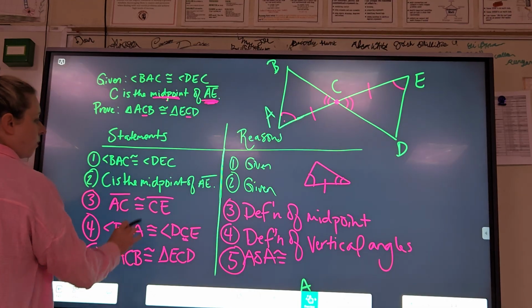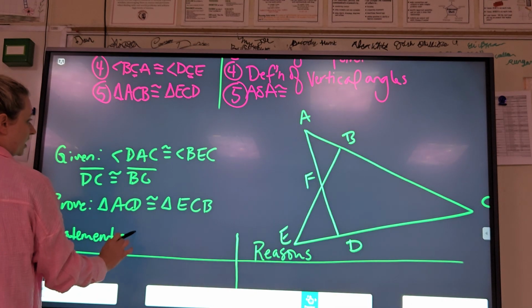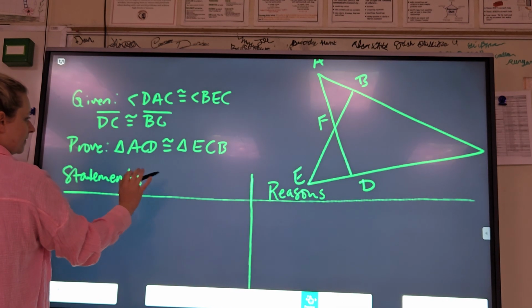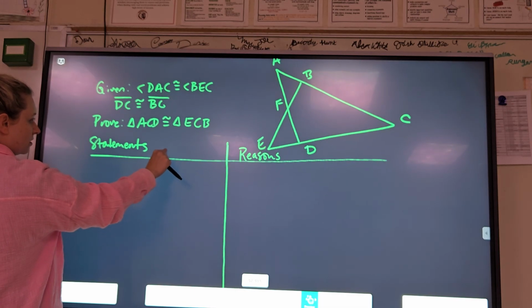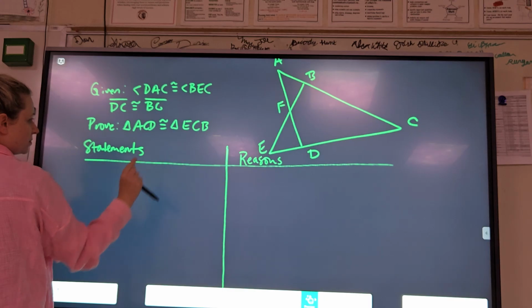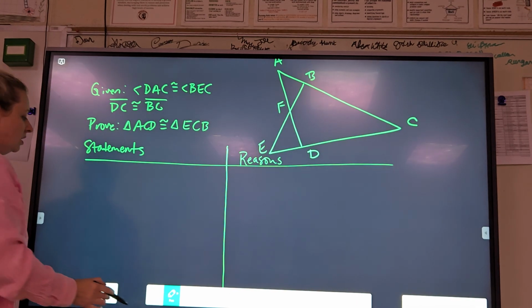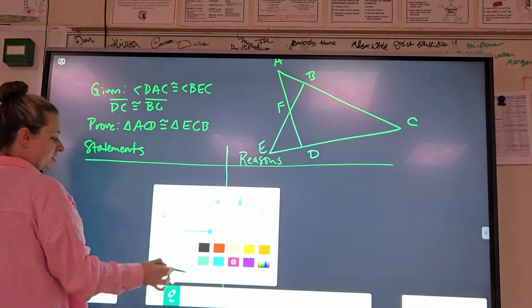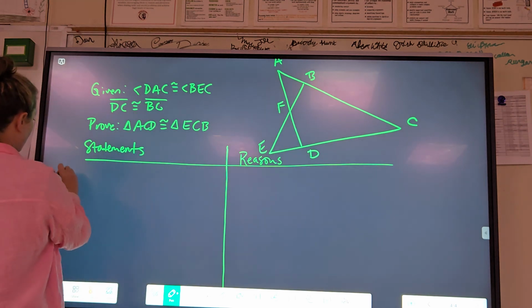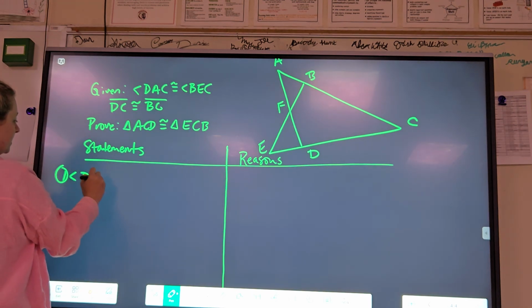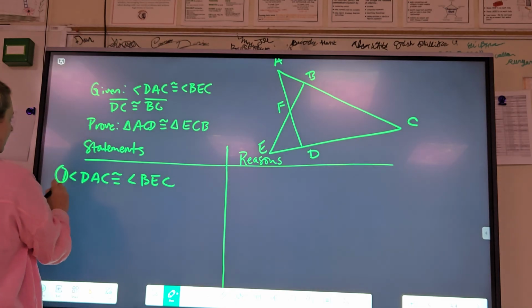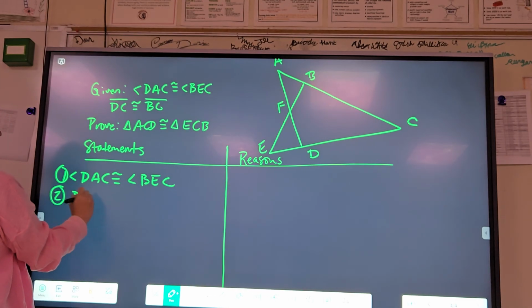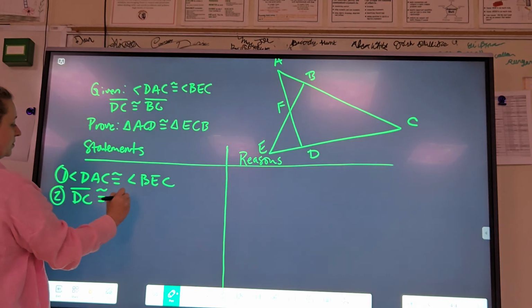Now, moving on to this one. This one's a little bit more complicated, mostly because the picture is kind of wild. First statement in proof, always given. So angle DAC is congruent to angle BEC. And we were also given that DC is congruent to BC.